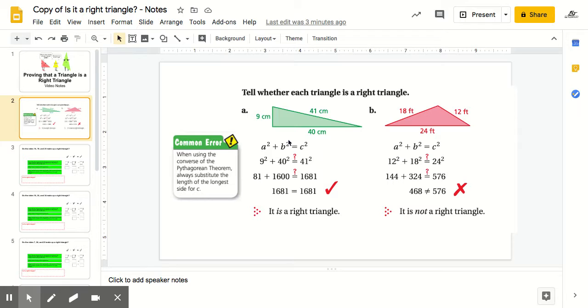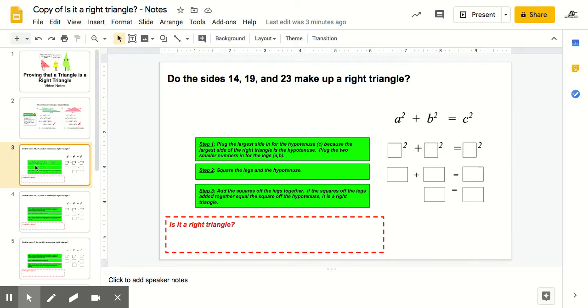We're just going to be given the side lengths, and we're going to have to plug those side lengths into the Pythagorean theorem to see if the Pythagorean theorem works out. Does the right side equal the left side? If it does, then it's a right triangle, and if it does not, then it is not a right triangle. So let's get started. This example says, do the sides 14, 19, and 23 make up a right triangle?